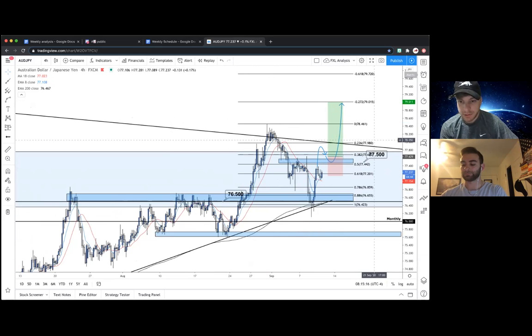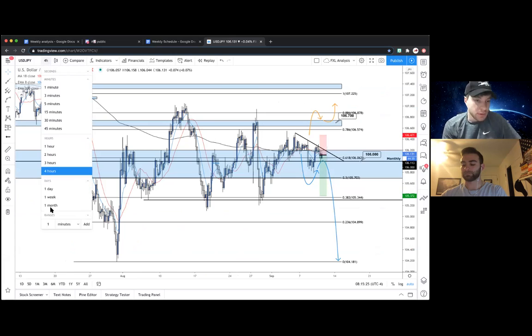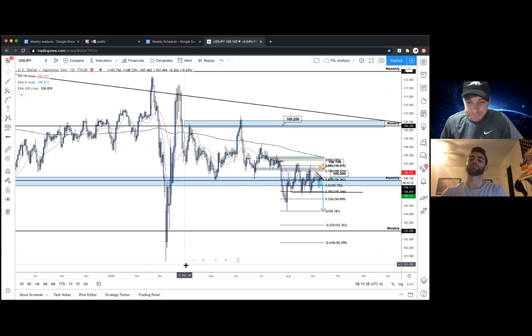Yeah, looking pretty good. Got a nice MA cross here, pushing up, showing us some nice bullish setups here. All right, let's move on to UJ. UJ. All right, daily time frame first.